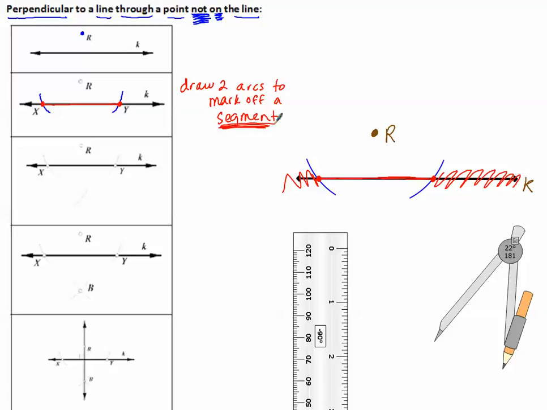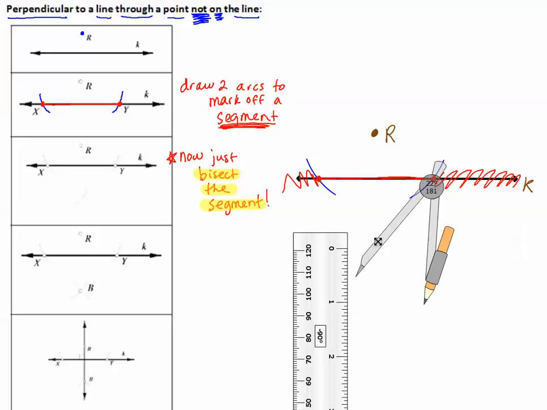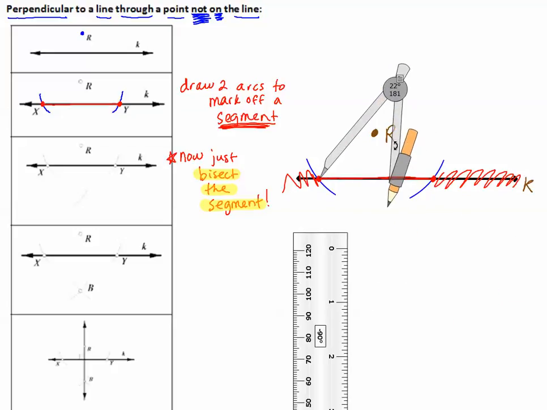Once we have a segment, now it's just to bisect the segment. Same process we did before. Bisect the segment. It's like we're doing the same construction over and over and over because we kind of are. How do we bisect the segment? One last time to review.